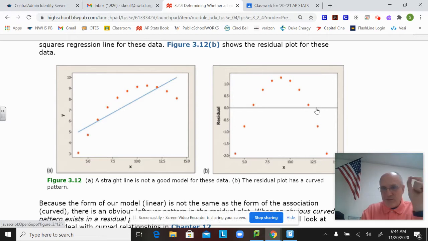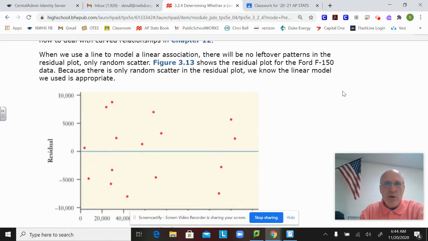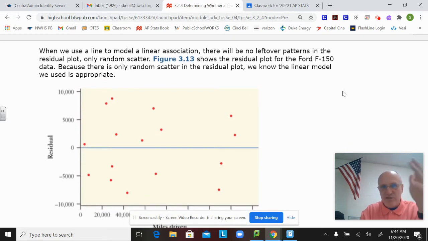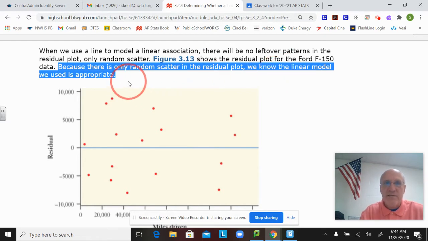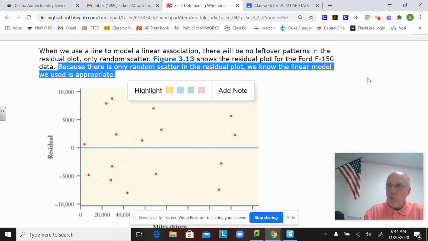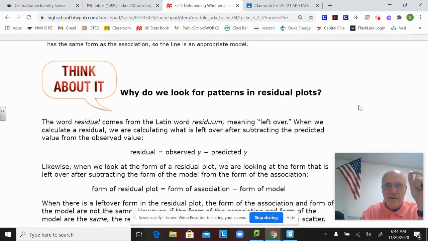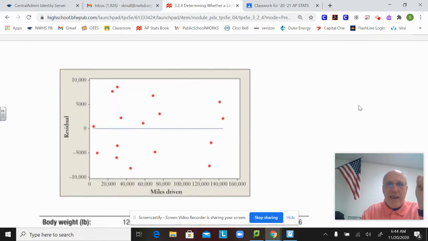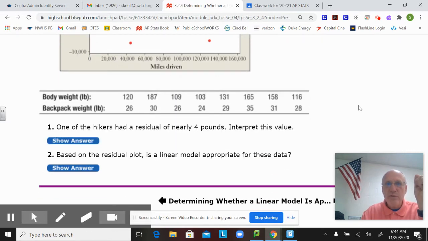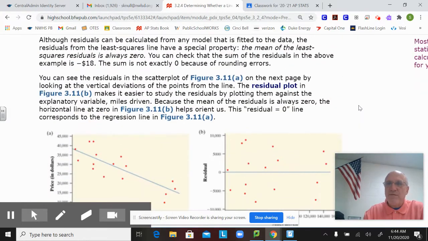Oh, well. So that's a residual plot. I think that's about it here. So there's the residual plot again, just blown up. Because there's only random scatter in the residual plot, we know the linear model is appropriate. So that's one way to determine if a linear model is appropriate, by making a residual plot. We're not going to make them on the calculator. You're just going to be given one and asked to interpret it. Okay, so that's residual plot. That's the first of the 4 topics today.